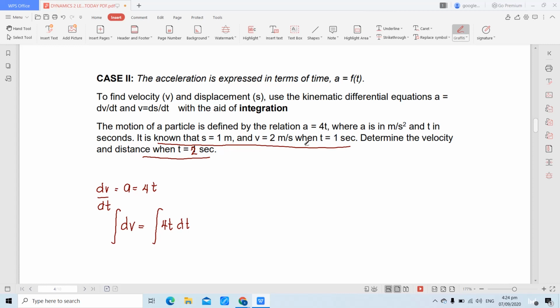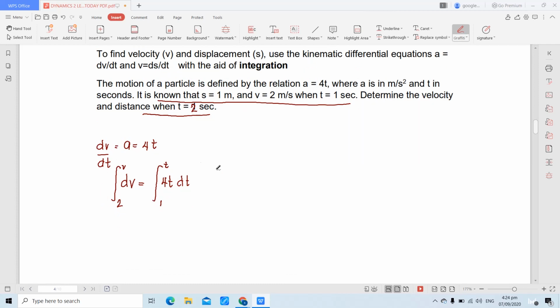When the value of time is 1, so that is our initial time, the value of velocity or initial velocity is 2. So, to final time t, to final velocity v. Nagigets po? Apply now the integrals. What is the integral of dv? Napakadali. That is equivalent to v.